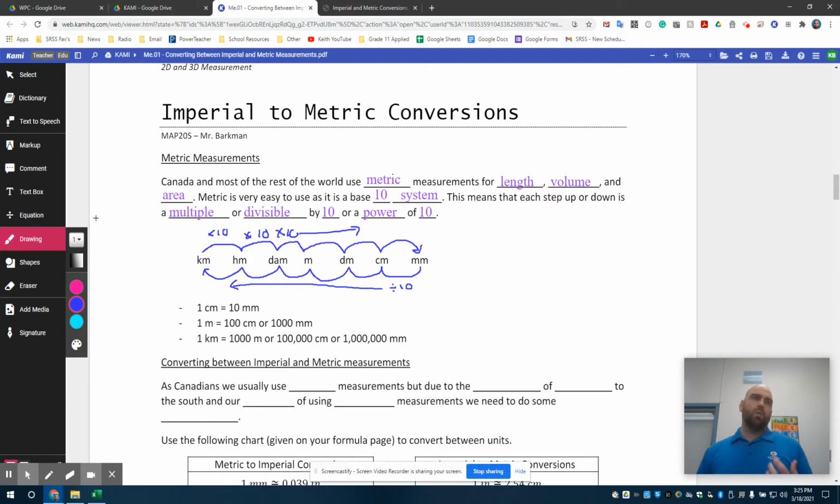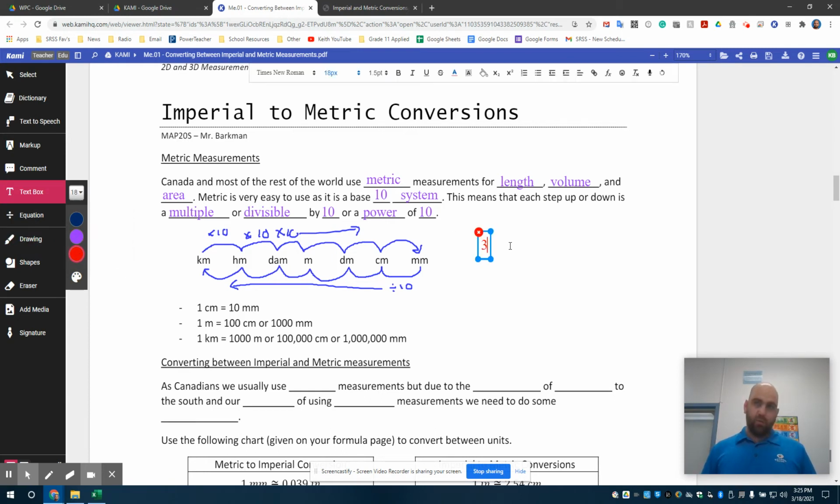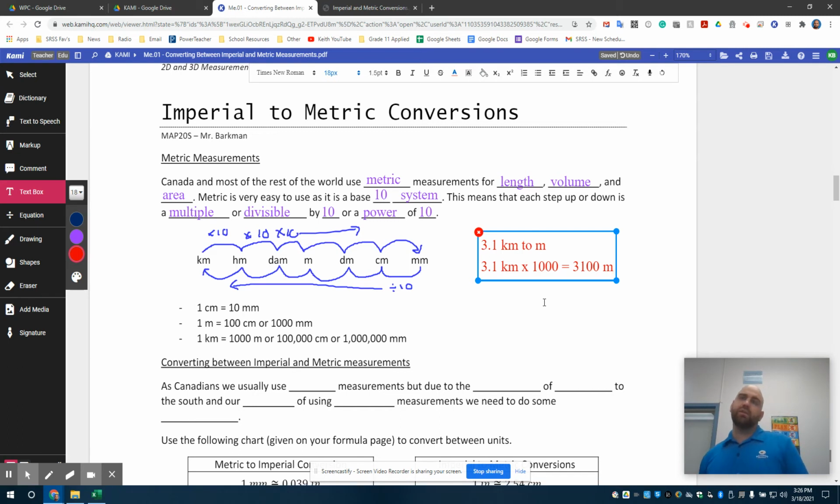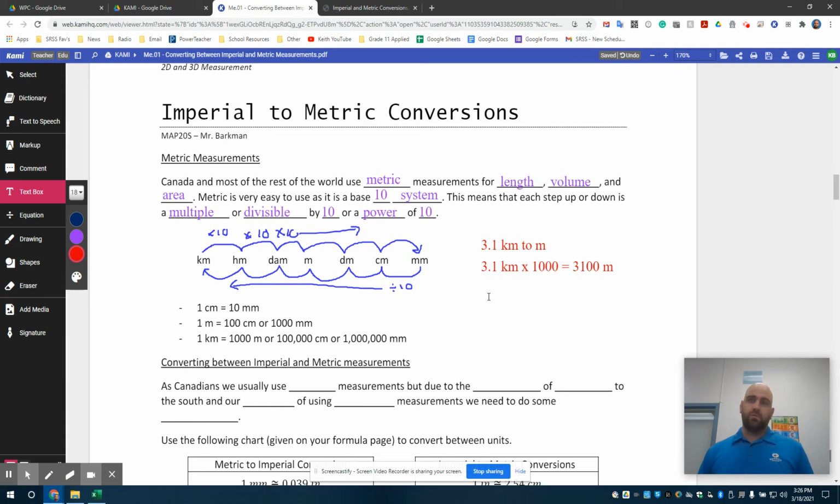Everything's set up in base 10, which means that when we convert between metric measurements, the number is always going to stay the same. The only thing that's going to change is where the decimal place is. So if we want to change 3.1 kilometers to meters, kilometers to meters is 3 steps. 10 times 10 times 10 is 1,000, so we're going to multiply by 1,000. So we do 3.1 kilometers times 1,000, and that equals 3,100 meters. You notice the numbers didn't change, we just moved the decimal place over. So that's what we do if we're trying to convert that way.